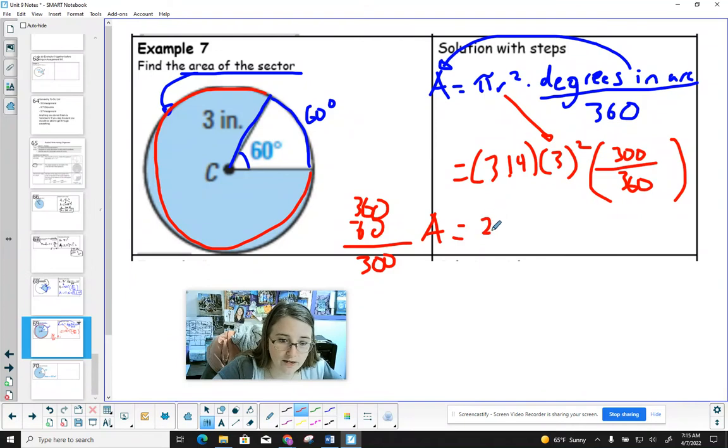Okay, we should be getting 23.55. As always, 23.6. We'll round that to inches squared.